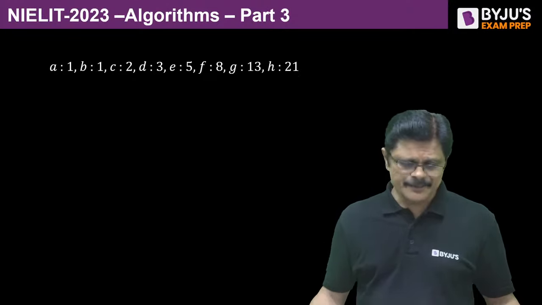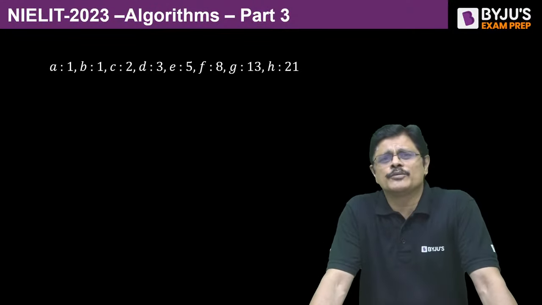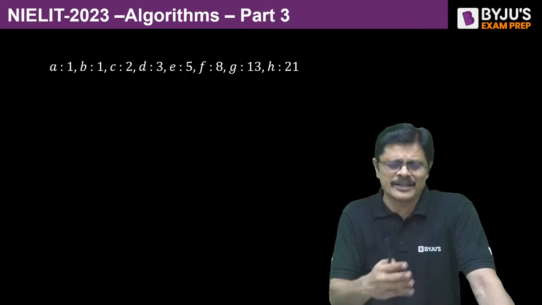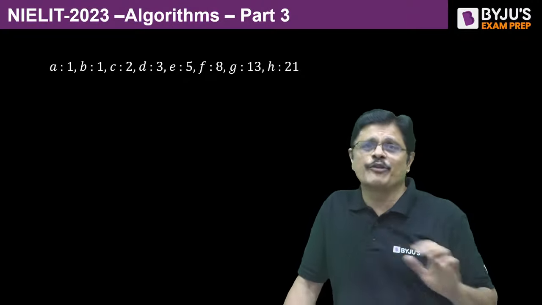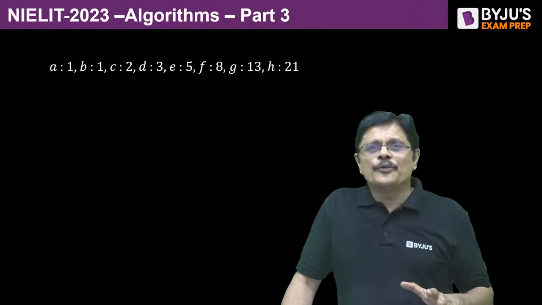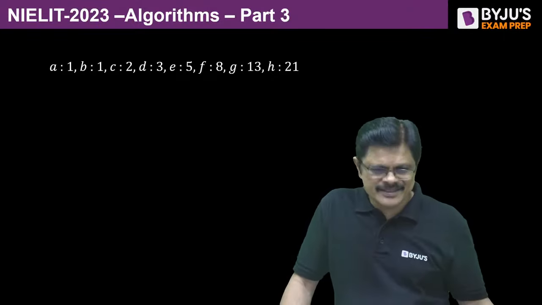So let us see what this algorithm does for the given character frequencies. See, in the data we have these letters and their respective frequencies. Now we need to create the Huffman coding for this.